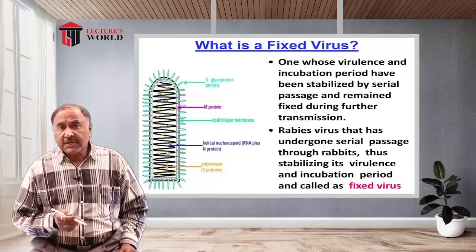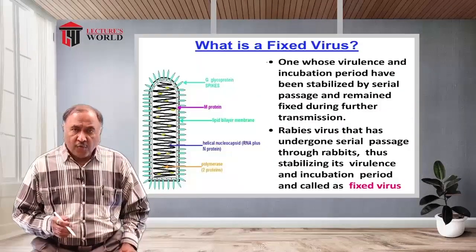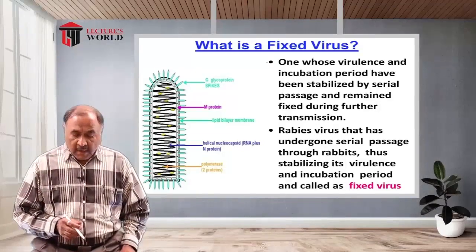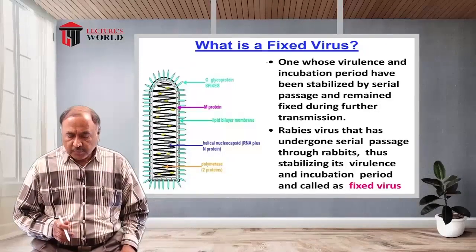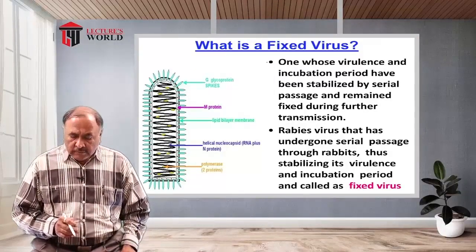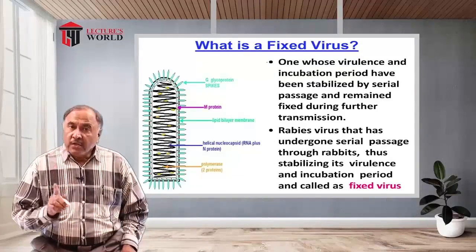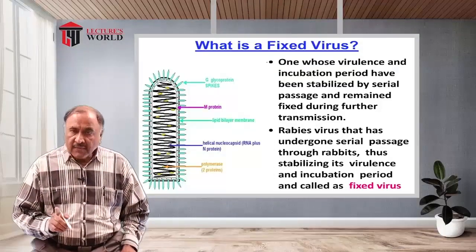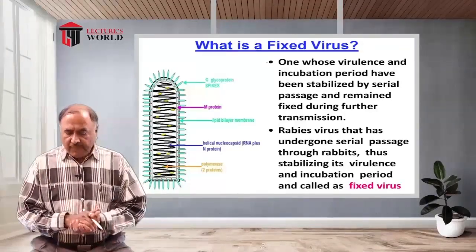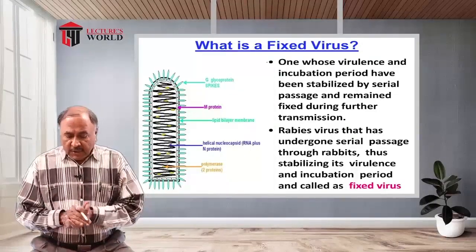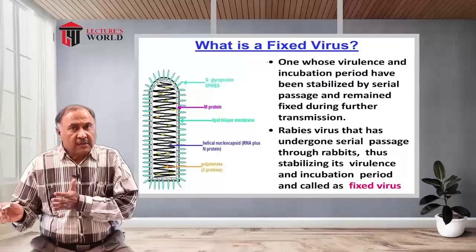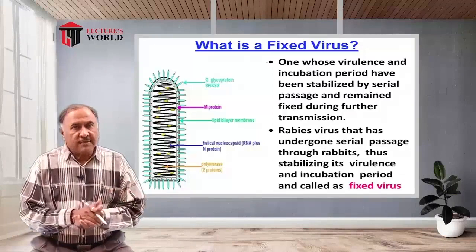Now, there are two words which are very important, you should understand. First is the fixed virus and the second one is the street virus. Now, what is a fixed virus? Fixed virus is the one whose virulence and incubation period have been stabilized by serial passage from one animal to another animal, or from one culture to another culture. I am talking about tissue culture of the virus.